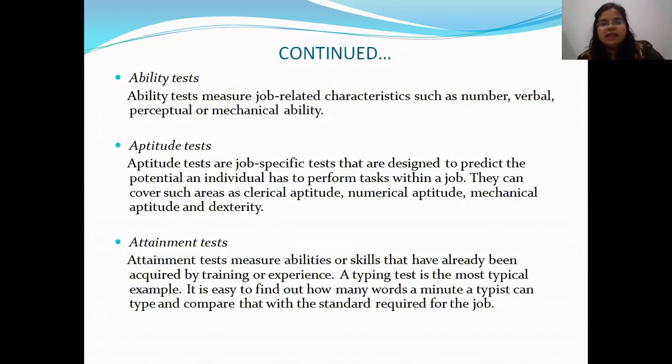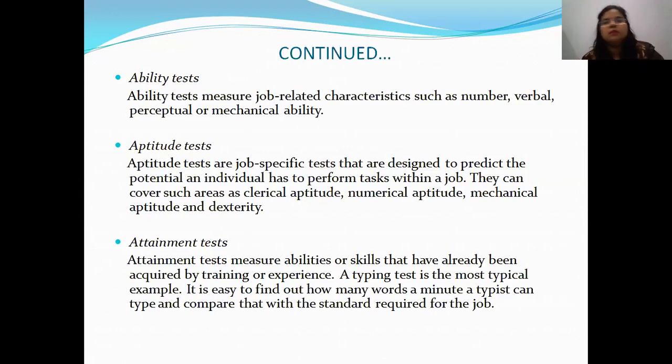Next is the ability test. An ability test measures job-related characteristics such as numerical, verbal, perceptual, and mechanical ability. Different kinds of abilities are judged in this test by putting the candidate into different situations. The next is the aptitude test. I think everybody must be aware of this word, where clerical aptitude, numerical aptitude, and mechanical aptitude are all judged. And the last one is the attainment test. An attainment test measures abilities or skills that have already been acquired through training or experience.